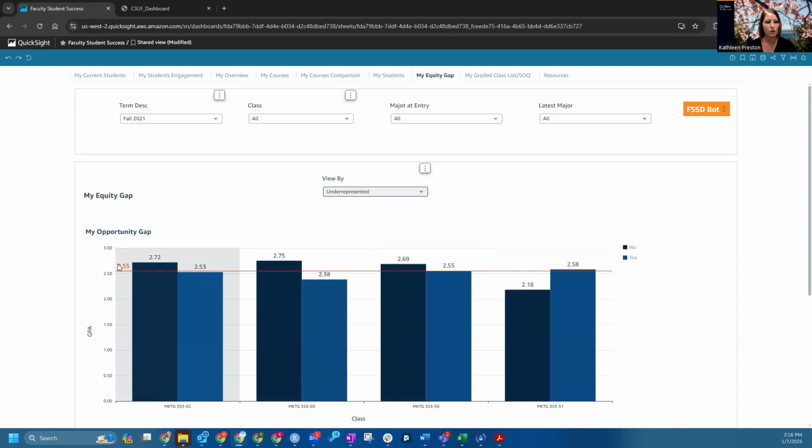So here we have the overall GPA for the course across each of these sections was 2.55. We can see how these different groups are comparing to that average GPA across each of these sections. As a pattern, those that are not underrepresented are outperforming those in the underrepresented category, except for this particular section 51. We can see that that pattern has flipped.